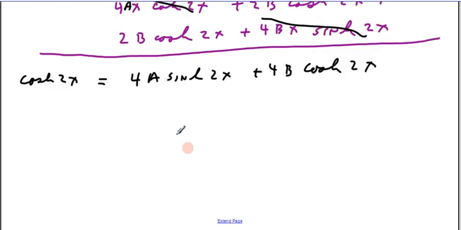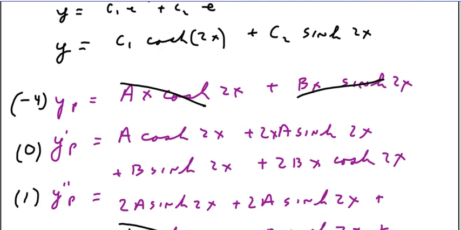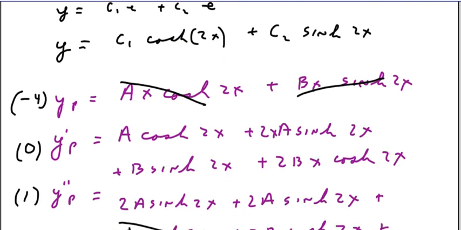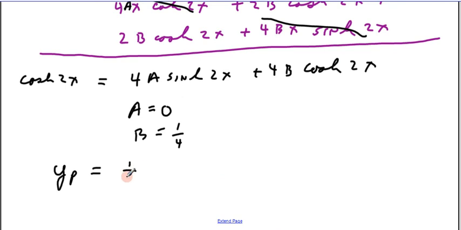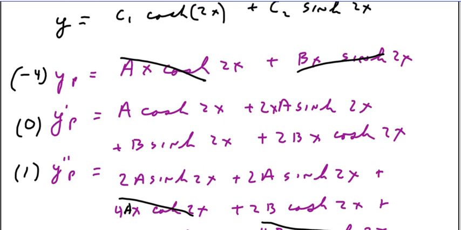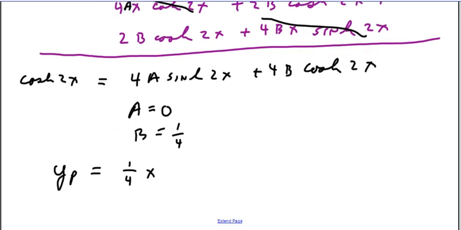Alright, well that seems good. Obviously a can be 0 and b can be 1 over 4. And my particular solution that I'm looking for is going to be 1 over 4 x hyperbolic sine 2x. Final answer.